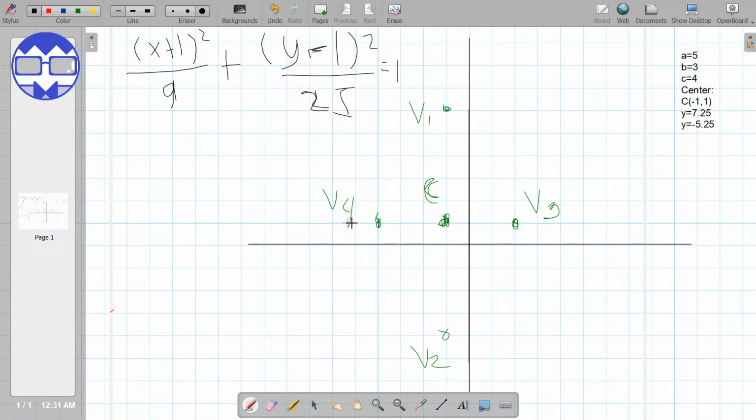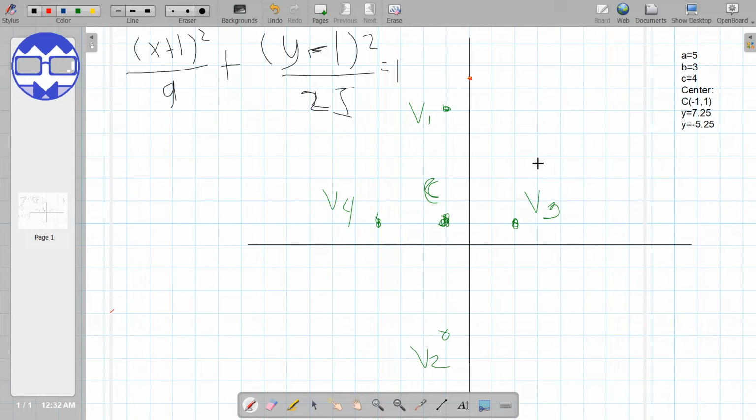Okay, so let's graph. By graphing this, we have 7.25. Let's count from the origin: 1, 2, 3, 4, 5, 6, 7.25. So it's somewhere here. I'll just use color red. Okay, somewhere here.